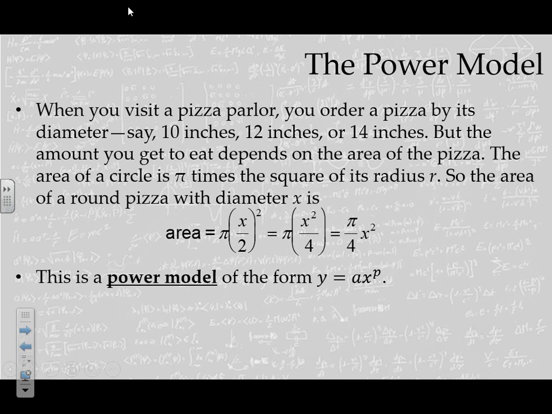Now, p can be any number. So it might be an integer like 1, 2, 3, 4, 5. It might also be a fraction, a rational, so like 1/2, which would be like the square root of x, or 1/3, the cube root of x, and so on. So p can really take on any value.